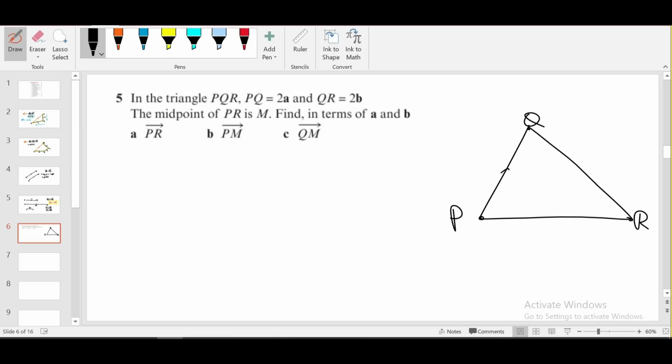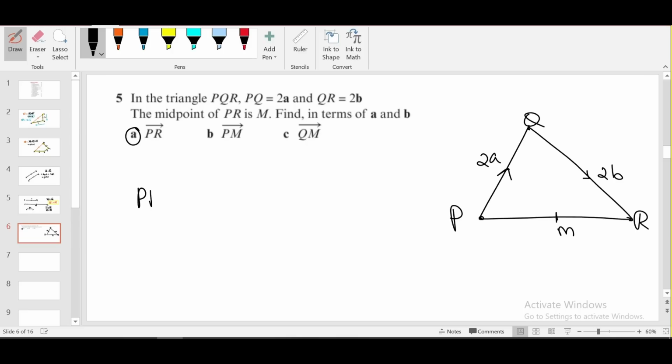PQ vector is 2A. QR vector is 2B. And the midpoint of PR is M. Understand? Find in terms of A and B the PR vector.